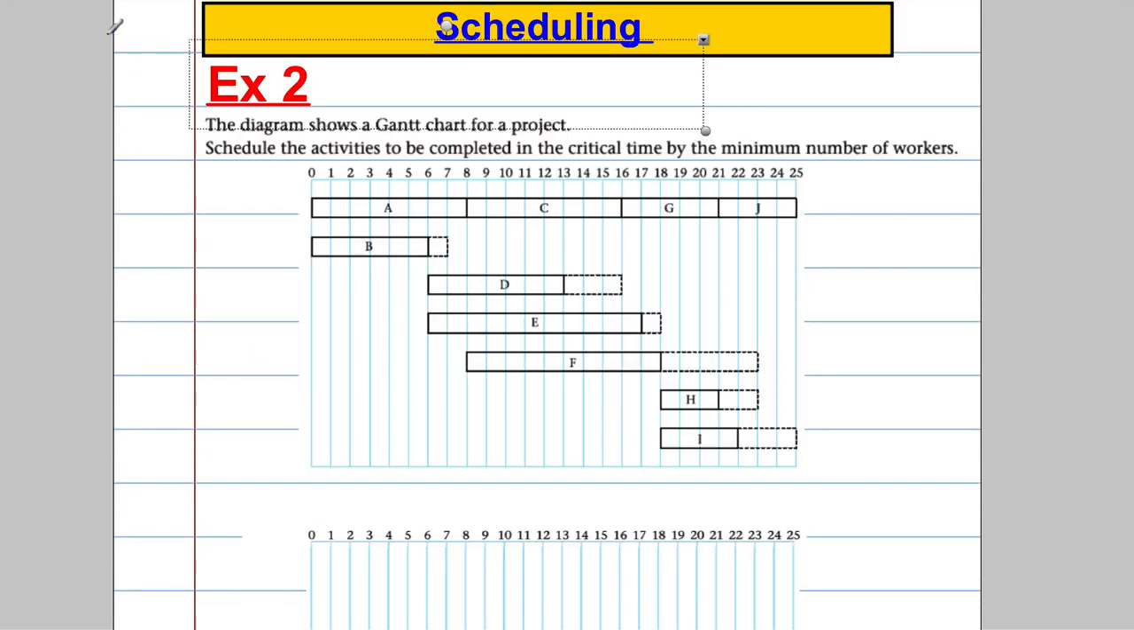Okay, so here's another question. You may feel confident now and you may want to pause the video. This shows you the Gantt chart and it asks you to schedule the activities in the scheduling diagram in order to calculate the minimum number of workers. So pause the video if you feel like you can do it, otherwise I'll go through in 5 seconds.